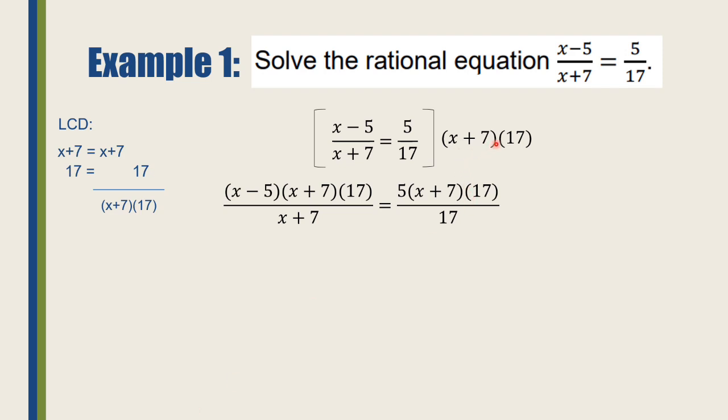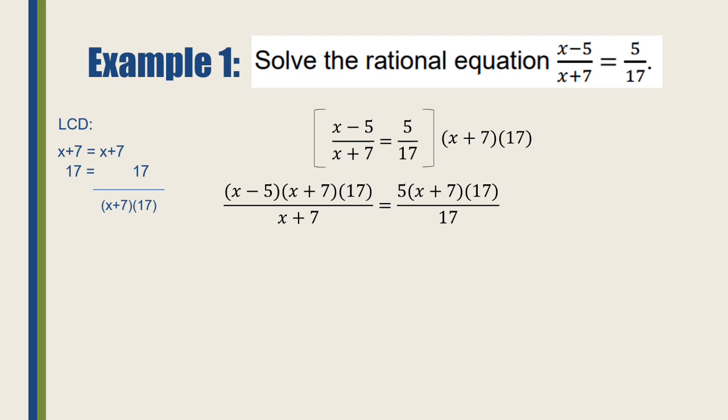So the LCD is x plus 7 and 17 multiplied by x minus 5. So we have the quantity of x minus 5 times the quantity of x plus 7 times 17 all over x plus 7. Then we multiply also the LCD to 5. So we get here 5 times the quantity of x plus 7 times 17 all over 17. Then we are going to do cancellations.